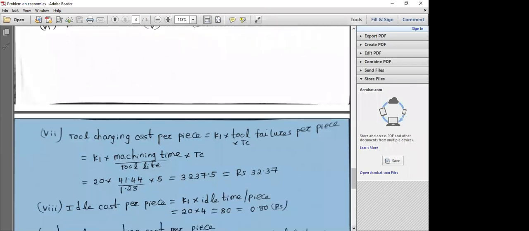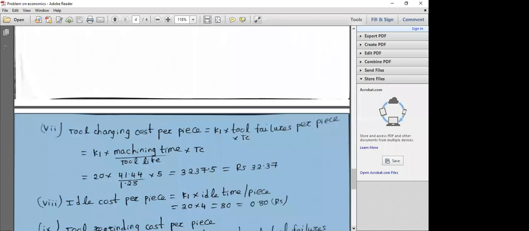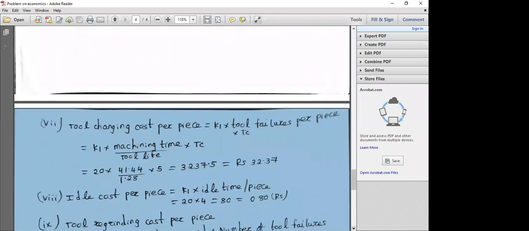So what is the ideal cost per piece? Ideal cost per piece is ideal time per piece into K1. K1 he has given as 20 paise. Everything will be in paise and you have to convert that into rupees, 0.80.